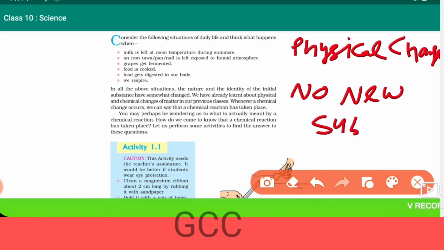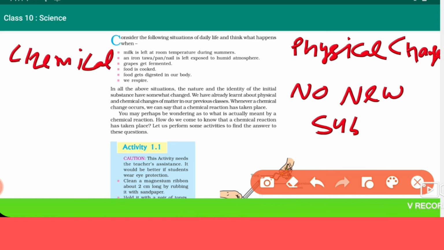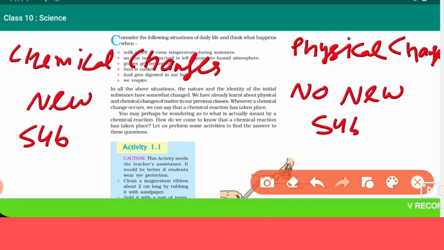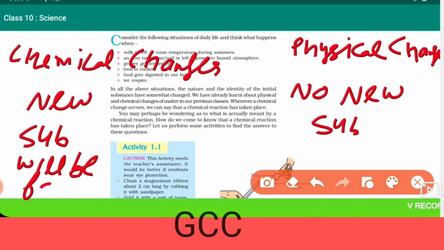Same way, we have chemical changes. What is it? Chemical changes. In chemical changes, a new substance will be formed. Am I right? That is called chemical change.